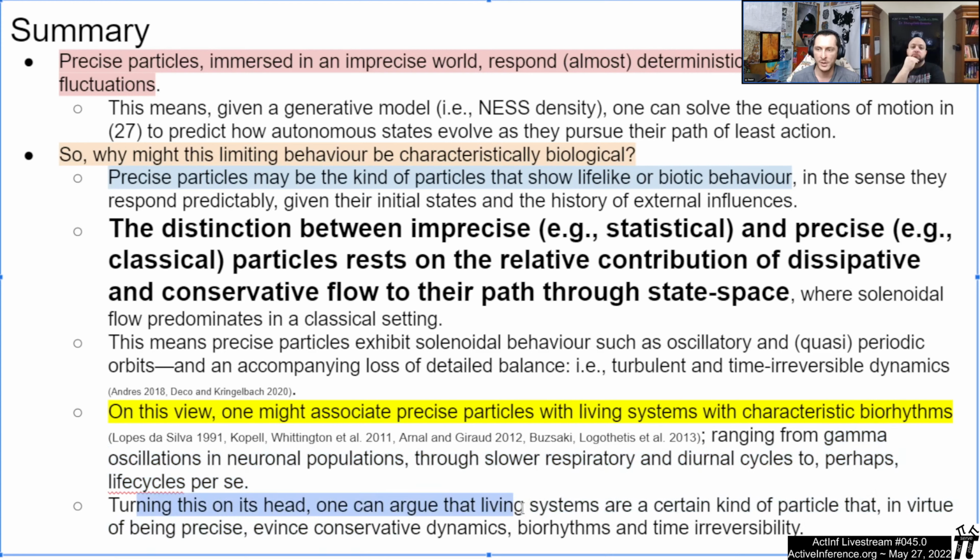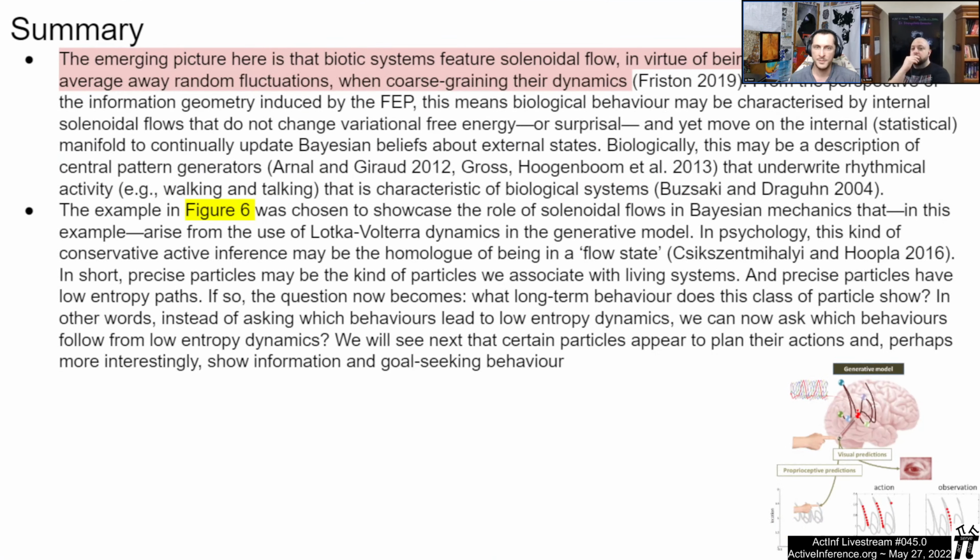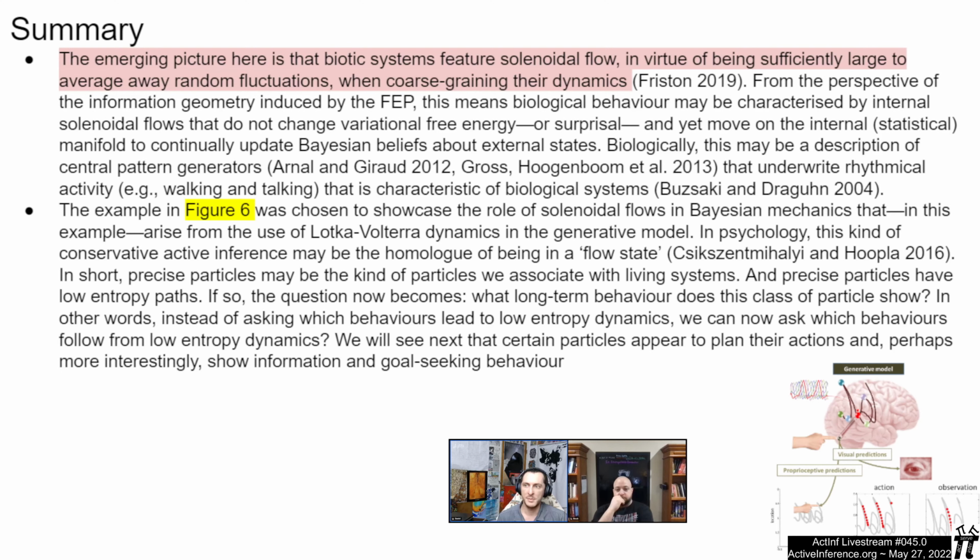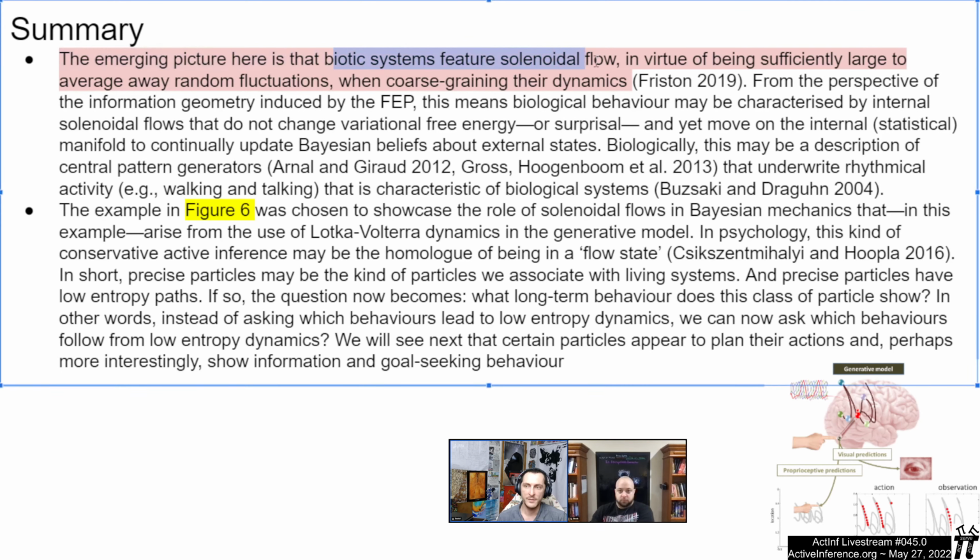Turning this on its head, one can argue living systems are a certain kind of particle that, in virtue of being precise, evince conservative dynamics, biorhythms, and time irreversibility. So, wow, how are these all related to each other? Where does the time irreversibility connect? And their summary: the emerging picture is that biotic systems feature solenoidal flow in virtue of being sufficiently large to average away random fluctuations when coarse graining their dynamics. And figure 6 explores that more.